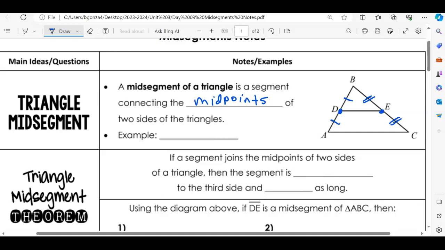Okay. So when we're talking about this stuff, and you see those tick marks, we're doing brand new stuff. Now, our example here, the name of that mid-segment connecting the two midpoints is DE with a little segment on top, okay?